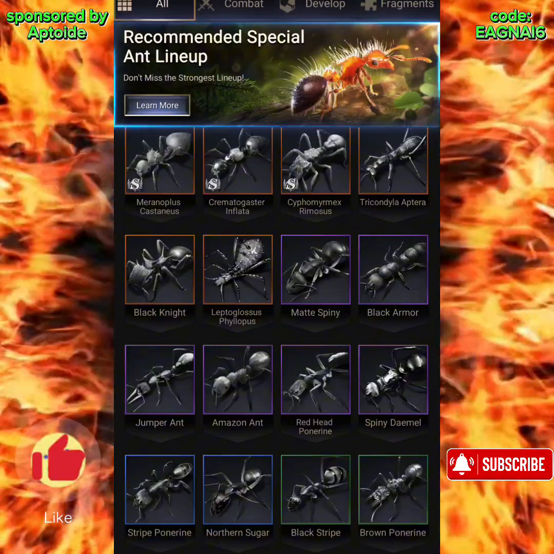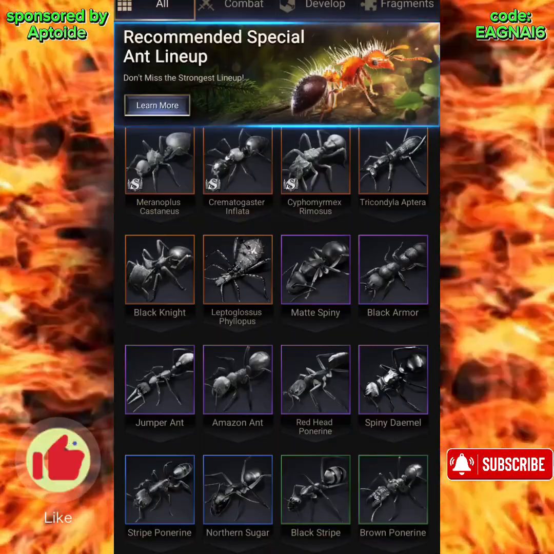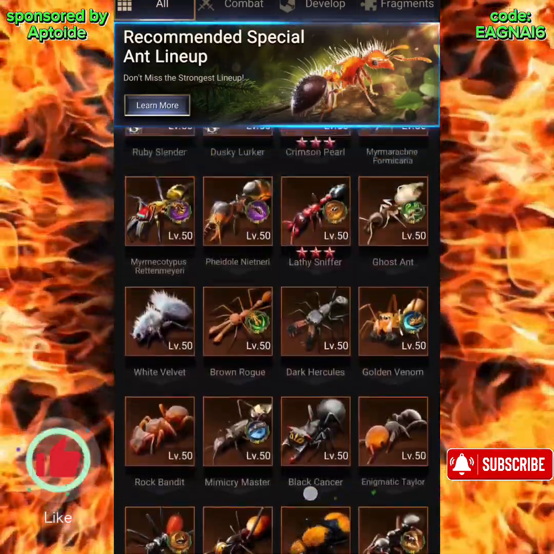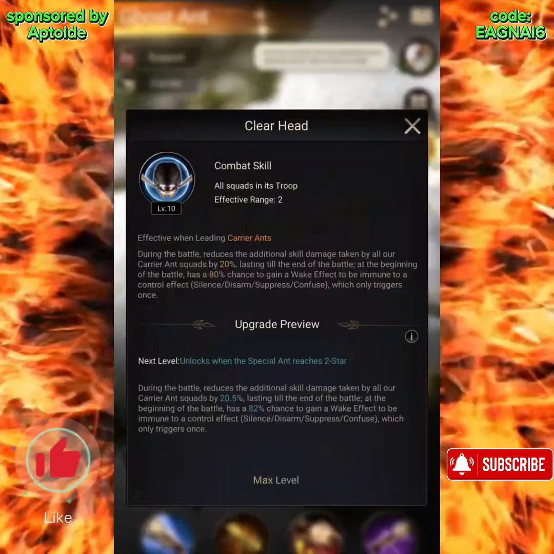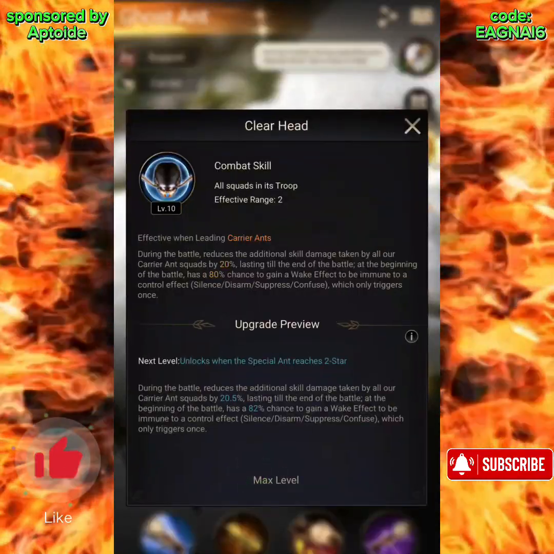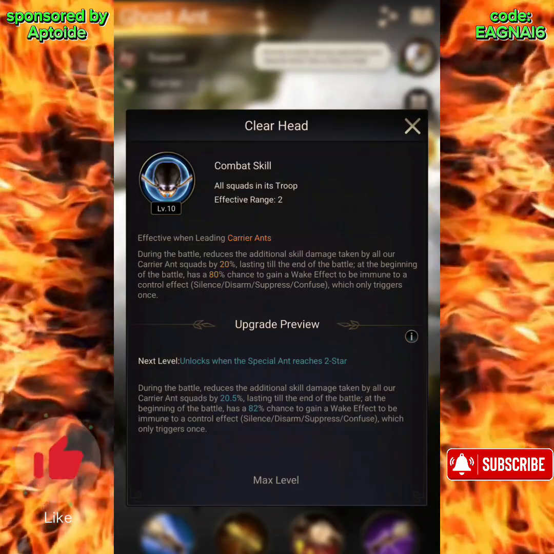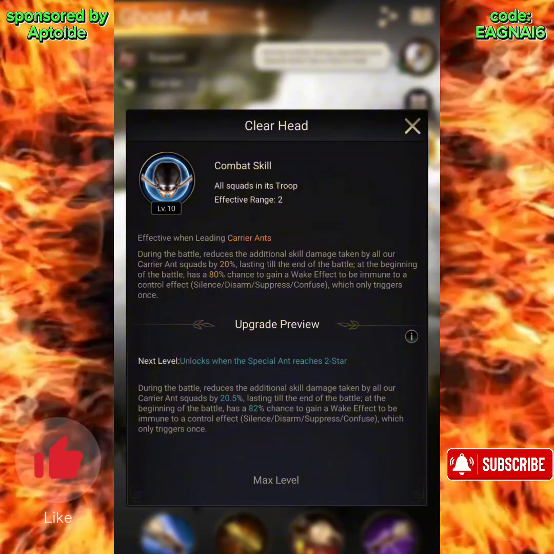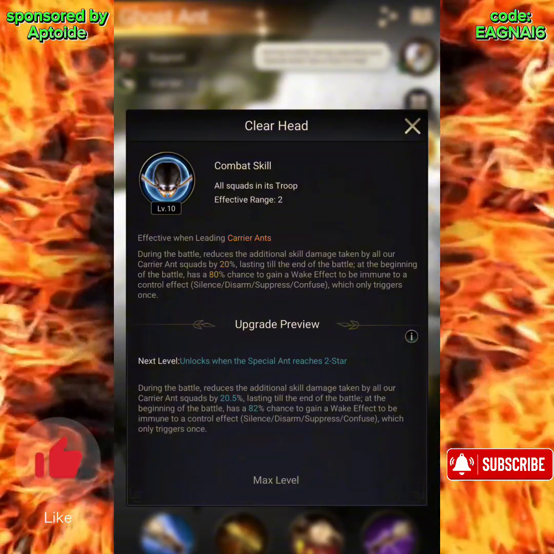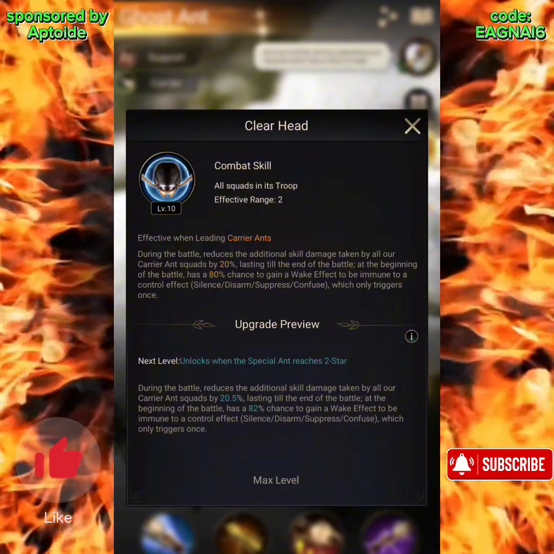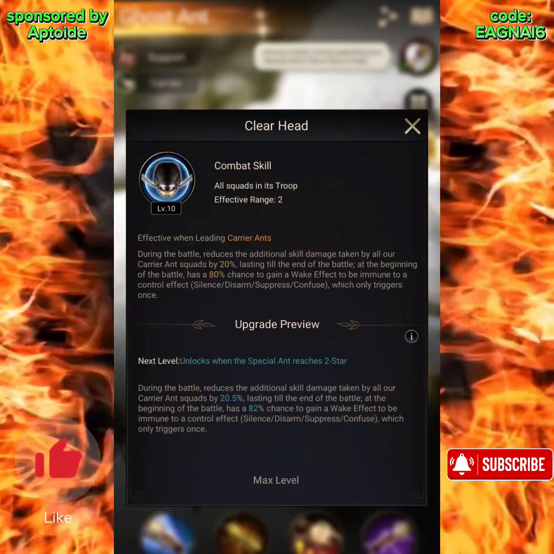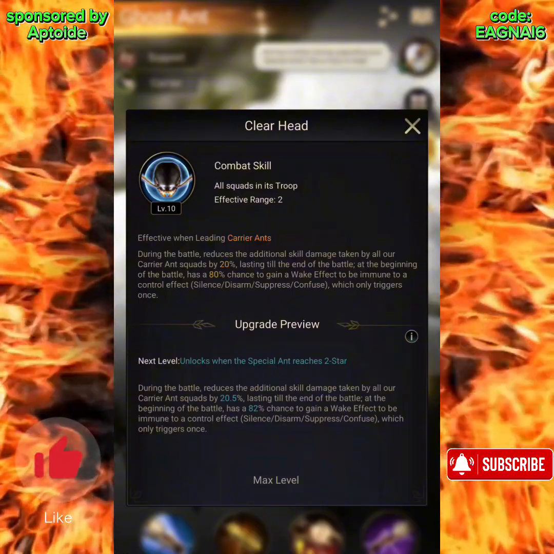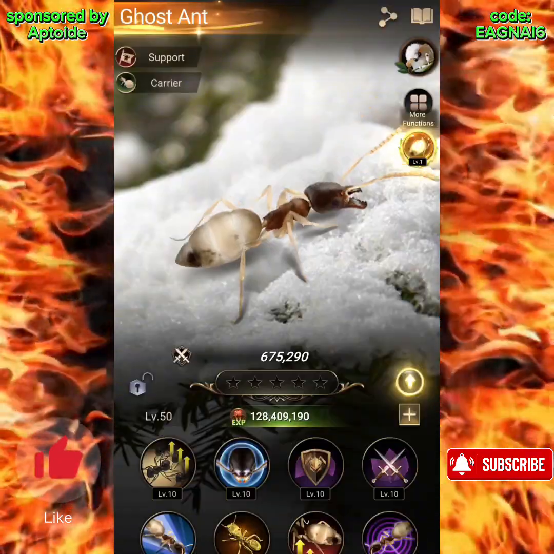Whereas the counterpart would be your control resistance, where you're able to, like the Go stand, for instance, let me find that one, where you're able to use the wake effect to be immune from control effects like silence, disarm, suppress, confuse, etc. So those are the things that I'm looking at, different factors that tie hand in hand into survivability and other factors that we're going to talk about later in this video.